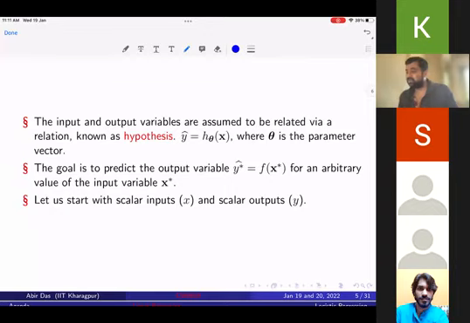So the input and output variables are assumed. This is important. Assumed to be related via a relation known as a hypothesis. So this is known as hypothesis. But they are assumed. You don't really know the real relation, that is, what is the relation between y and x. But you can assume some.